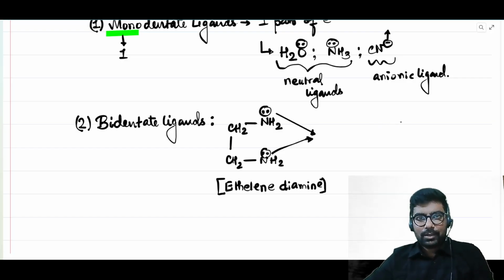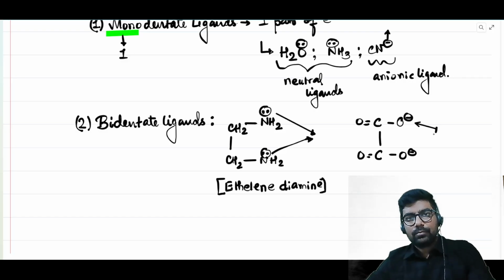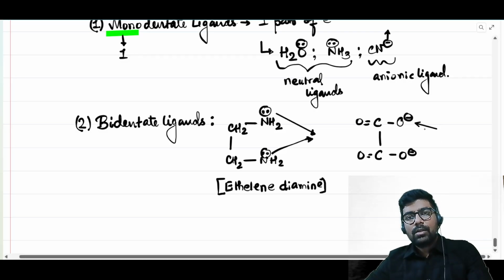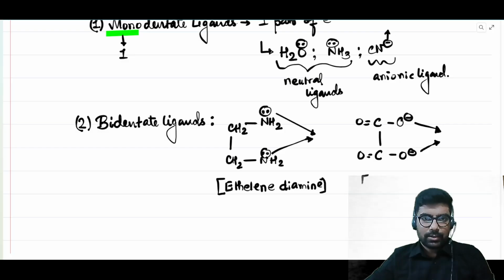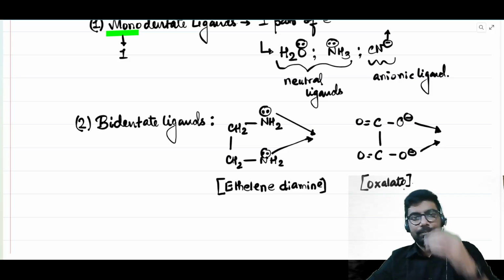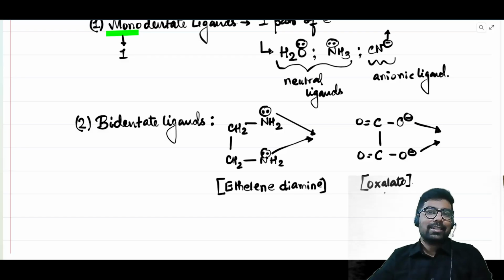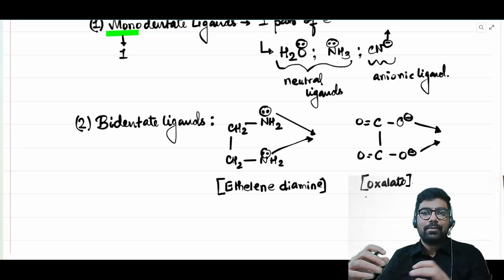Similar example, let's say we have this O minus can grab the metal by this end. This O minus can also grab the metal on this end. So again, two teeth. This is called oxalato, right? So these are bidentate ligands. These are the examples of bidentate ligands. These have two binding sites. They are grabbing the metal from two ends.